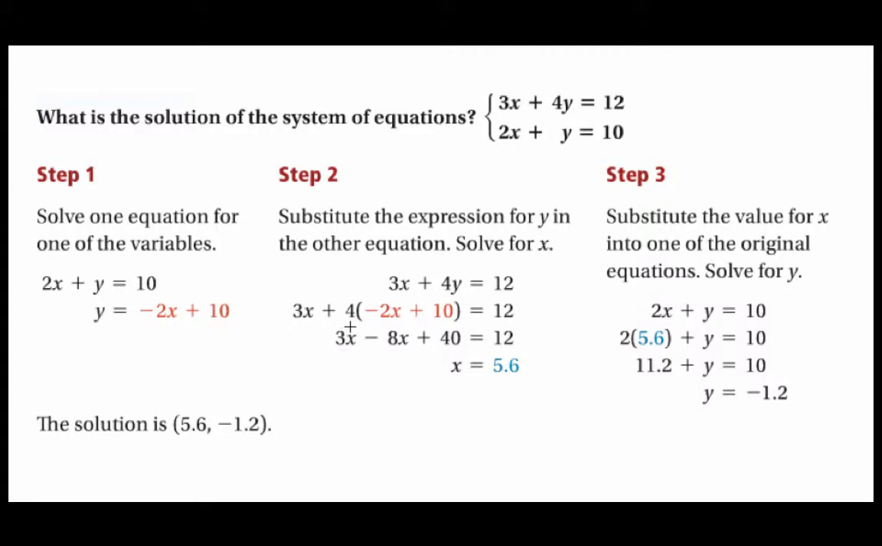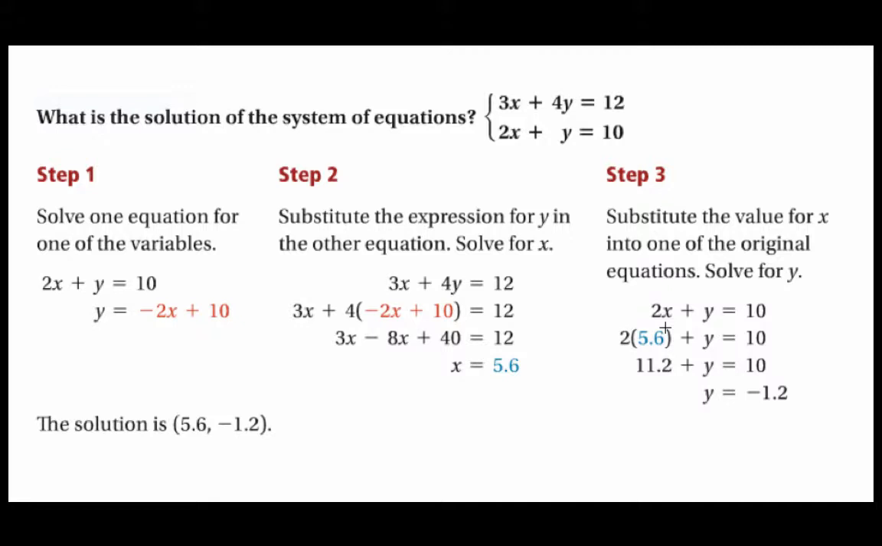Then what we have to do is we have to remember our distributive property. So the next line we get 3x minus 8x plus 40 equals 12. Solving that for x, we get x equals 5.6. And then once we get an x value, we're not done yet. We have to go back and find our y value. So substitute the value of x into one of the original equations for y and solve for y. So we do that and we find that y equals -1.2.